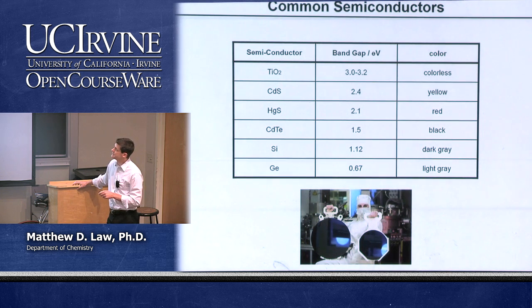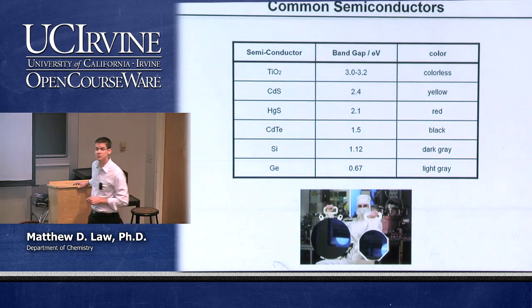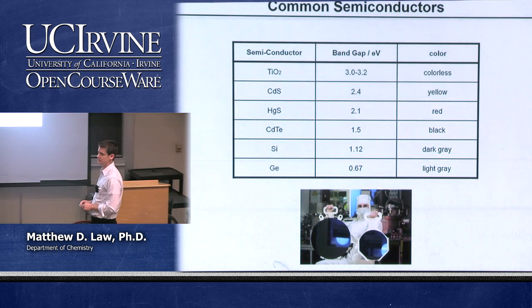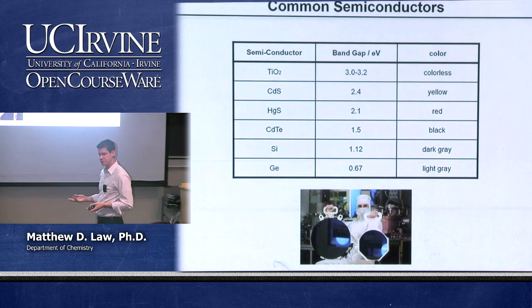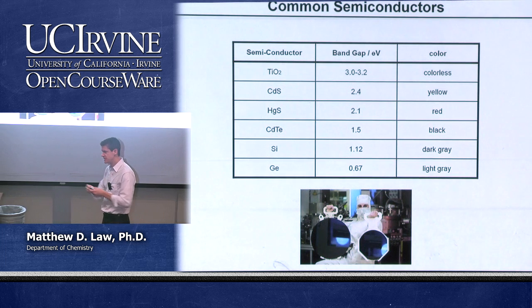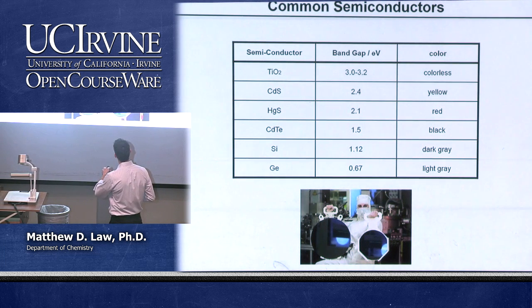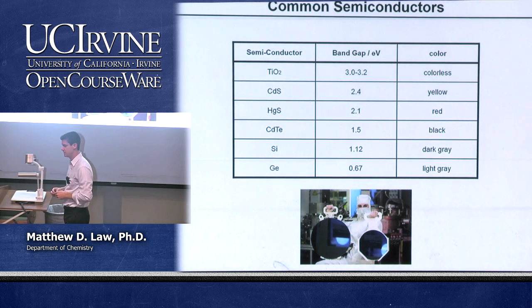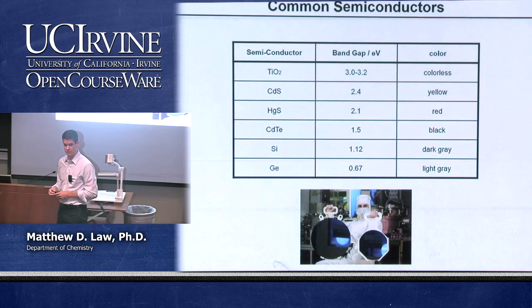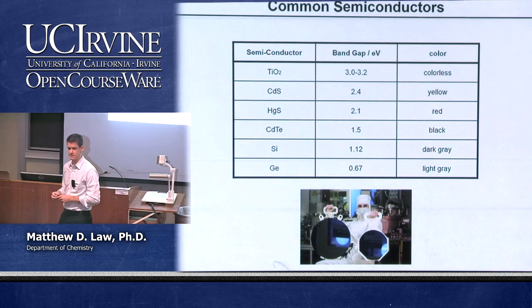Okay? So titanium dioxide comes in a couple of different crystal structures. But the two most important crystal structures have band gaps that are around 3.0 to 3.2 electron volts. That is in the UV part of the spectrum. And so if you have a piece of titanium dioxide, you have a colorless semiconductor that absorbs light only in the ultraviolet part of the spectrum and higher energies. Okay?